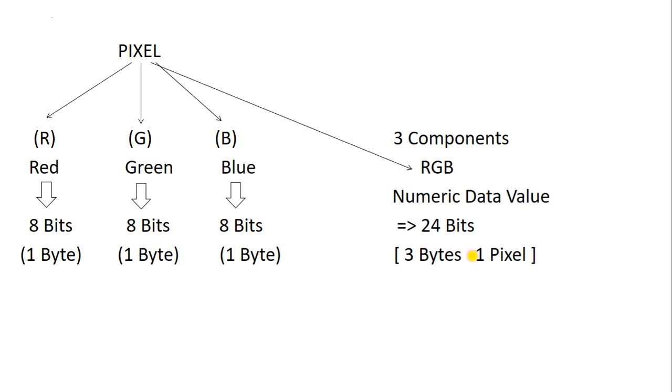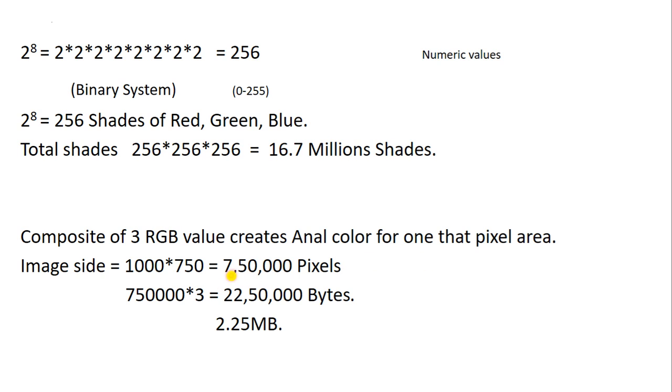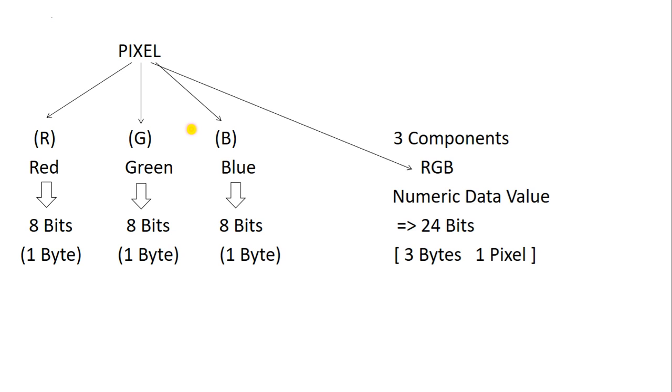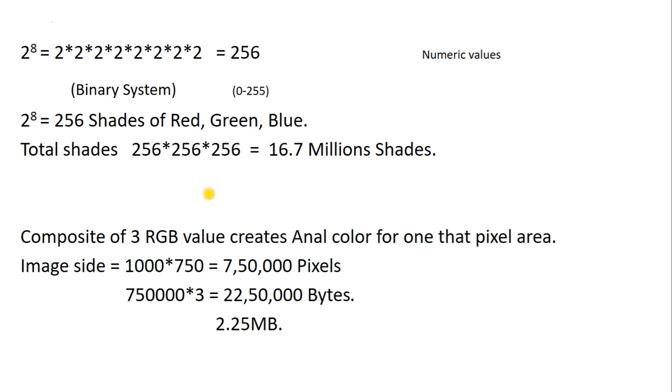Just now we have seen that 1 pixel value is of 3 bytes. So if we multiply 7,50,000 into 3, we get 22,50,000 bytes. The total size of the image is 22,50,000 bytes. If we convert these bytes into MB, we get about 2.25 MB. You will tell your friends that my image is 2.25 MB, something like this. So like this, from the pixels, the image size is generated.